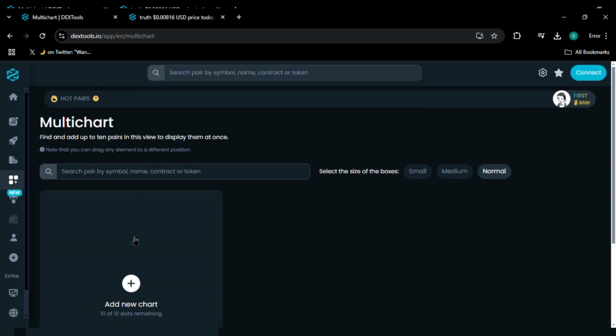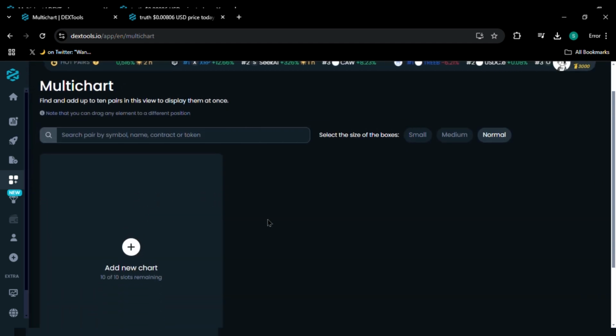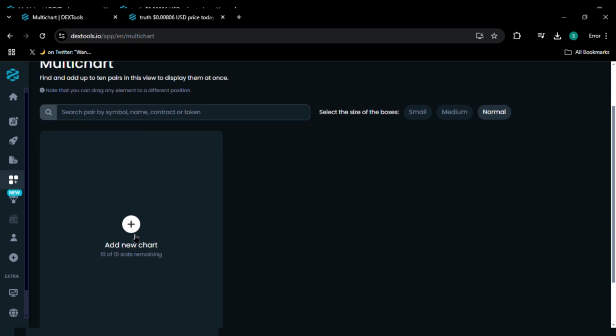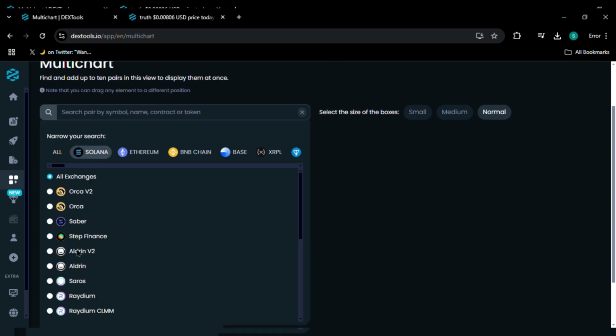And then we have the multi-chart. What it basically does is that you can see multiple charts over here of multiple meme coins in order for you to know the differences among them. So instead of going and searching for the specific meme coin again and again, you can just put that down in the multiple chart section.